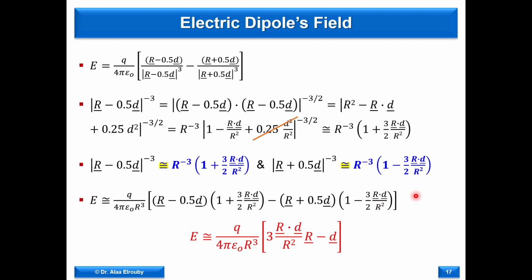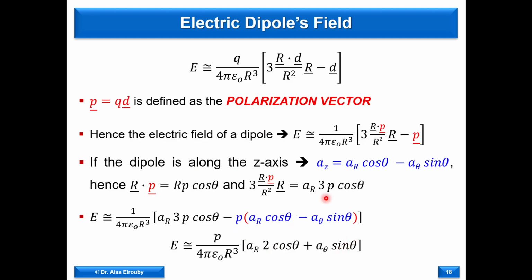Anyway, we just do the math, we'll get this expression of E for the electric dipole equal the charge of electric dipole divided by 4 pi epsilon naught r cubed. R is the distance between the origin, the center of the dipole, to the observation point, multiplied by 3, this expression minus d. So this is what we have so far.